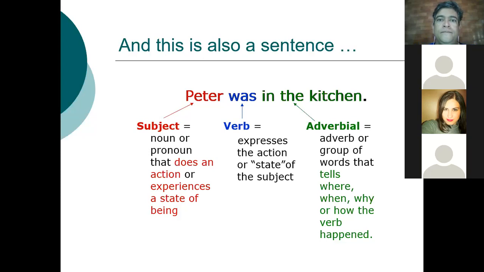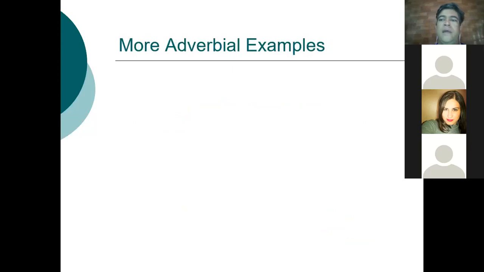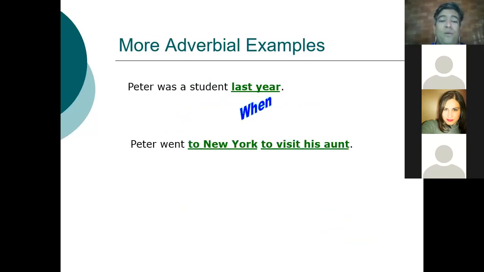You understand? So, be careful with that. We have to keep that in mind, okay? We're going to clarify that in the following examples that I have. For example, Peter was a student last year. Last year refers to when. Peter went to New York. New York is where? And to visit his son is why. Peter drove quickly. How?